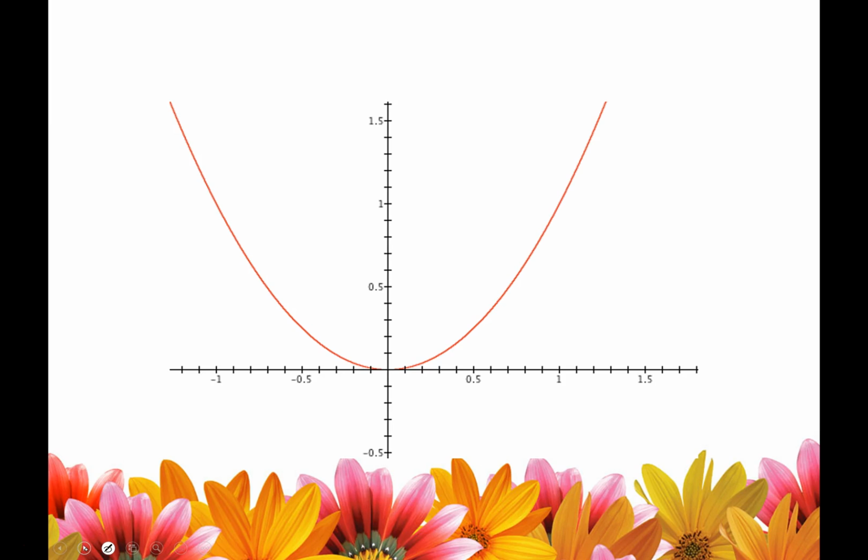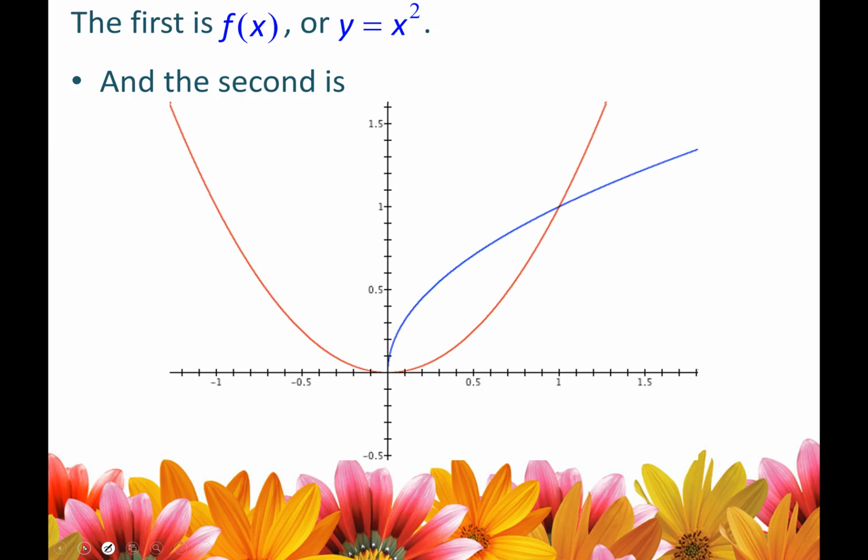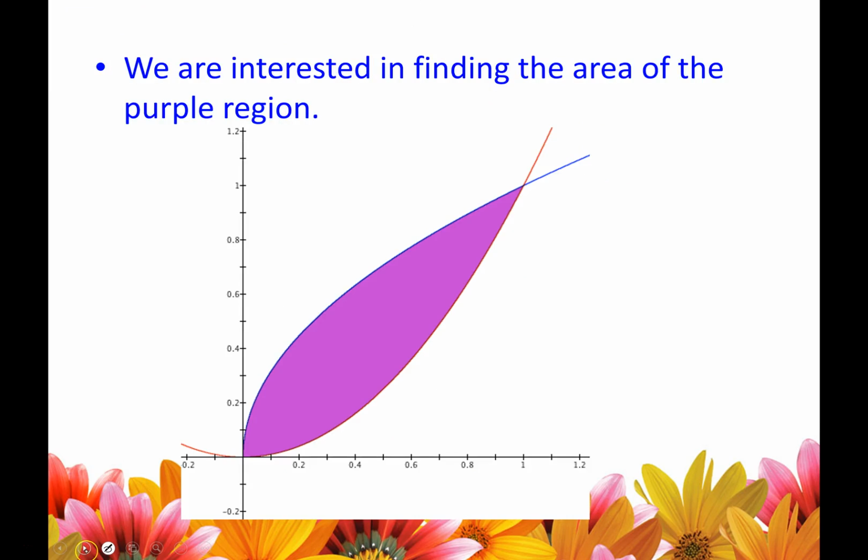Obviously that's my x squared graph, and that's my square root of x. Those are my two functions. And what we really care about is the area between them. We're looking for the area of the purple region. That's what this video tutorial is on.